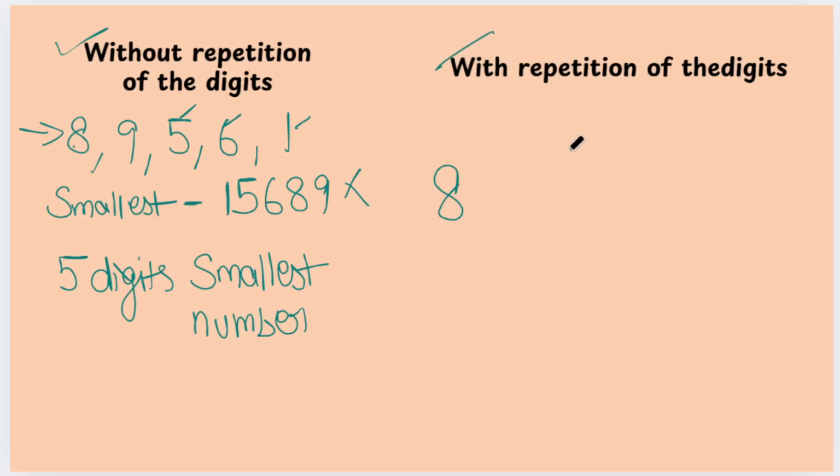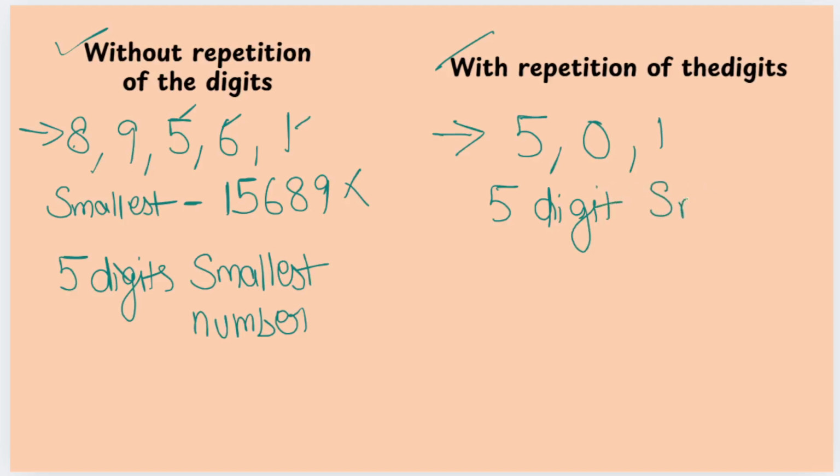So when there is a repeat of 2 numbers, that means 8 2 times, we call it as repetition. Okay. So for example, let me give you 5, 0, 1. How do you repeat this number? You can use one number 2 times. For example, I have given you the number and I asked you to find 5 digit smallest number.